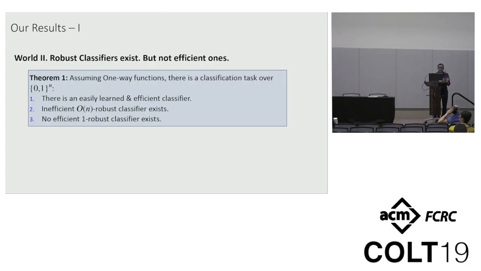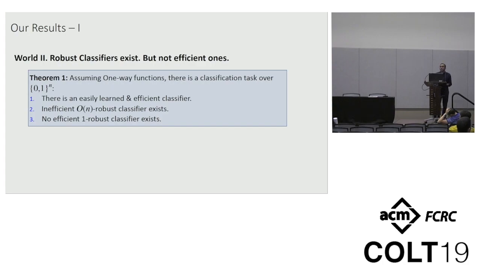OK, so let me tell you about the first result, which is that a world where robust classifiers exist, but efficient robust classifiers do not. So we show that assuming one-way functions, which is pretty much the minimal cryptographic assumption you could assume, there is a learning task where normal classification is very easy. Robust classification is possible inefficiently to a large degree. That is, you could perturb a constant fraction of the input, and you'll still be able to classify. But no efficient robust classifier exists.